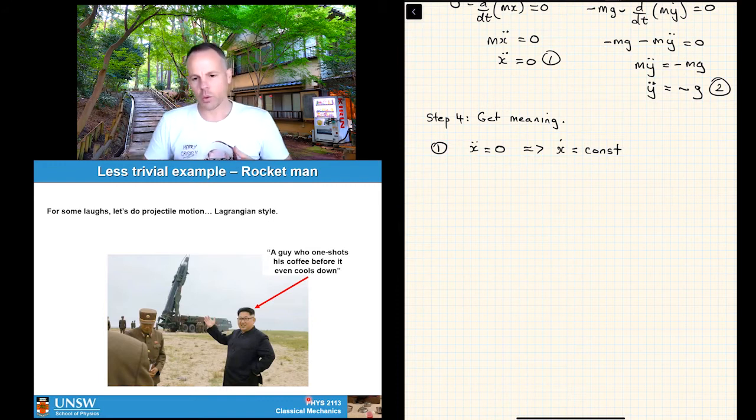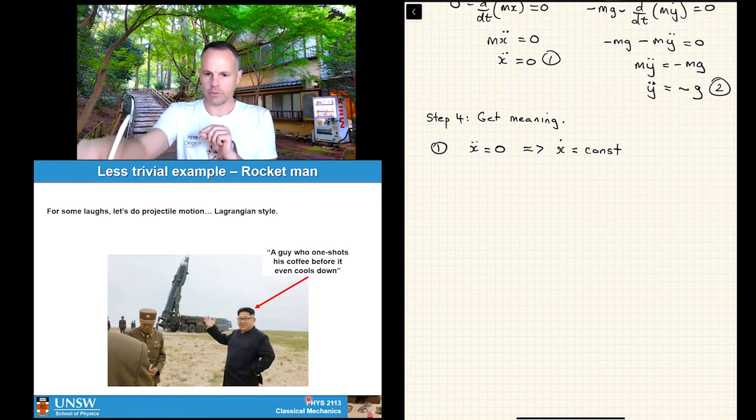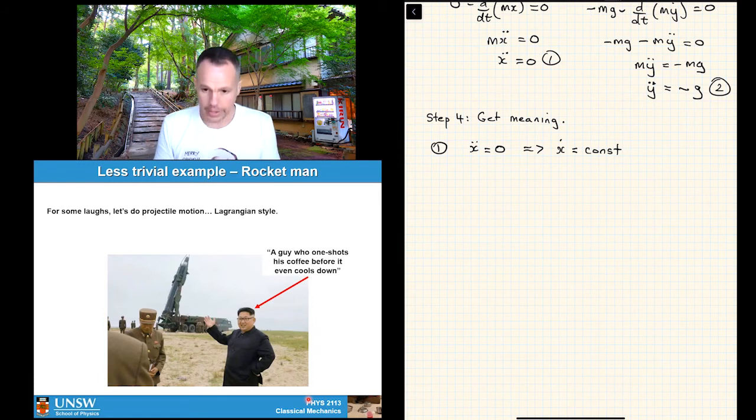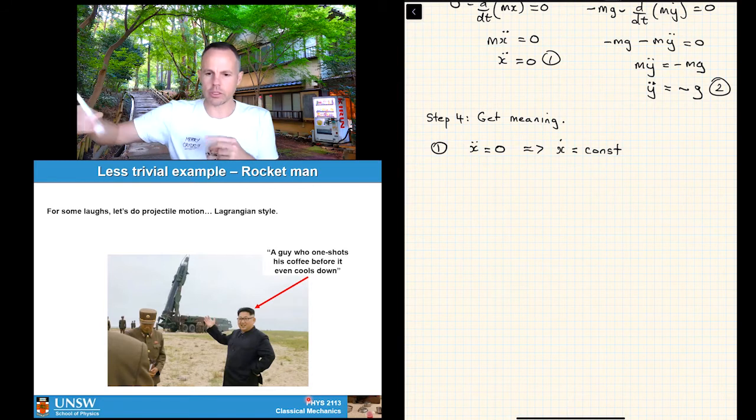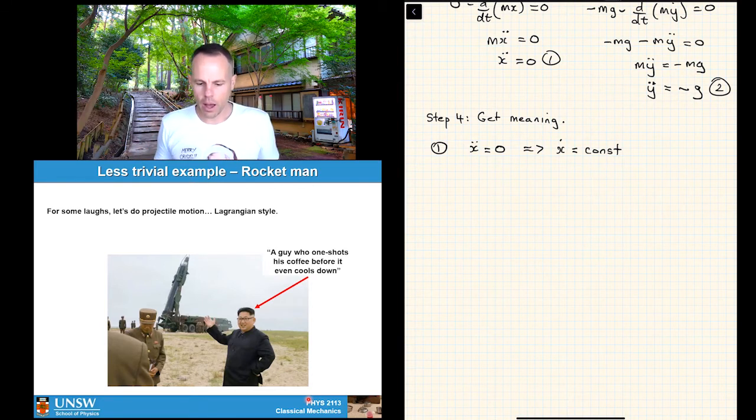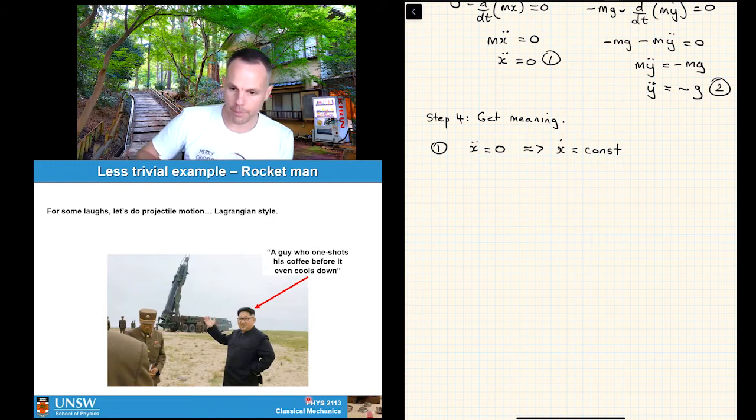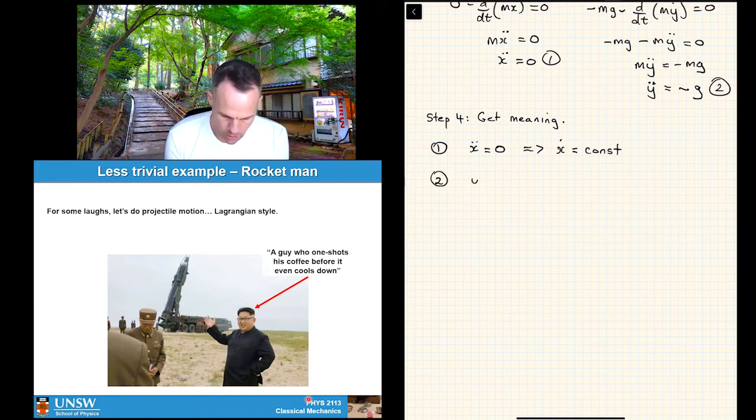Okay, and if you wanted to, you could integrate that again to get the position, right? You would have x is constant times t plus a constant, and that allows you to get position as a function of time. Our second equation in here, y double dot is equal to minus g, no dot on the g.